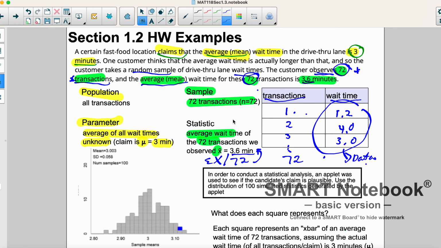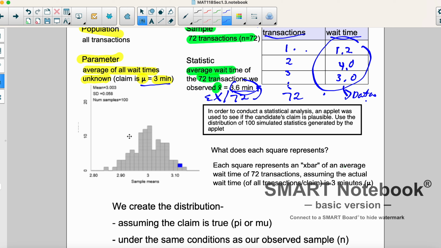So what I want to do is to see how this 3.6 minutes compares if in fact the actual wait time on average is 3 minutes. That's where I'm going to generate this distribution of statistics. In order to do that, and we're going to get into doing this later in the class, we're going to use this applet. We want to see if the claim is plausible, and to do that, we're going to generate 100 statistics with the applet.